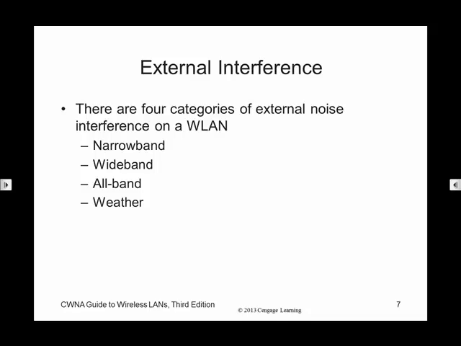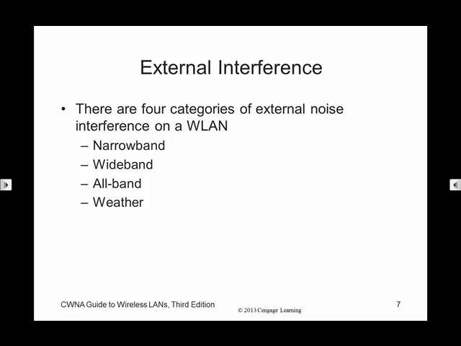There are 4 different kinds of categories: narrowband, wideband, all-band, and weather sort of interference. And we talked about narrowband and wideband early on in the frequencies. Wideband is over a wide band, and that's what we're using with 802.11, isn't it? Wideband, and frequency hopping particularly was wideband. Narrowband is a very narrow part of the spectrum itself. All-band, microwaves maybe, when you look at that, it goes all over creation.